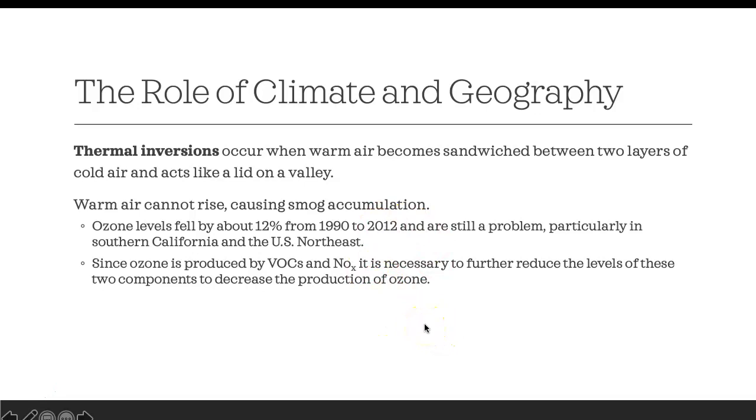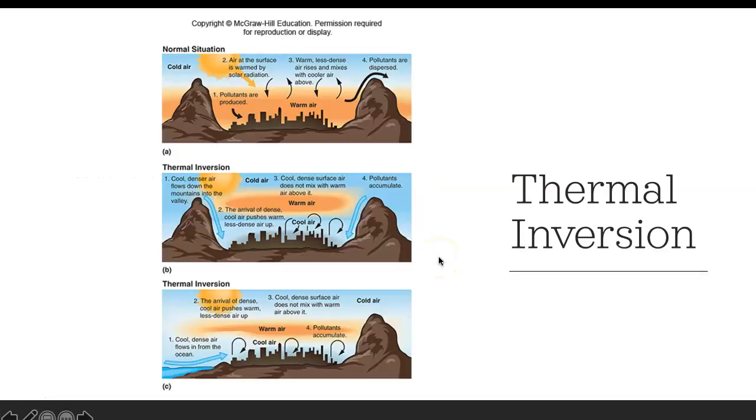Sometimes we have especially very bad news, depending on the geographic conditions in the local areas. And so I want to mention thermal inversions that occur when warm air becomes sandwiched between two layers of cold air and acts like a lid on the valley. So when the warm air is sandwiched, it cannot move, right? It's supposed to rise up, but there's cold air sitting on the top, so it cannot go anywhere. And it is particularly bad.